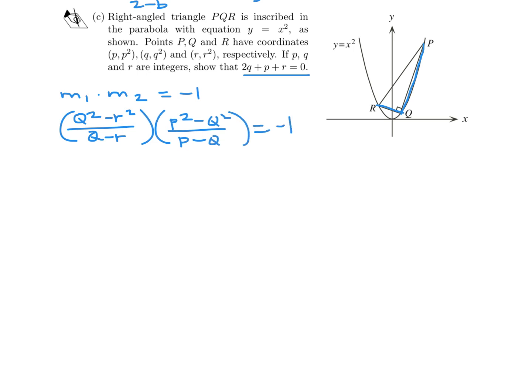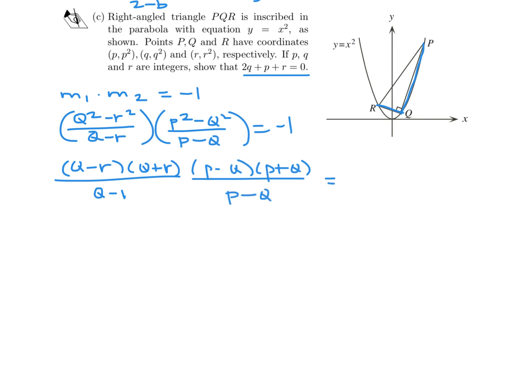All right. So this will factor, of course, Q minus R, Q plus R, and then this is Q minus R on the bottom. And then this will factor P minus Q, P plus Q, and P minus Q on the bottom. And that's -1. So this just reduces to Q plus R times P plus Q. And that's -1. All right, great.